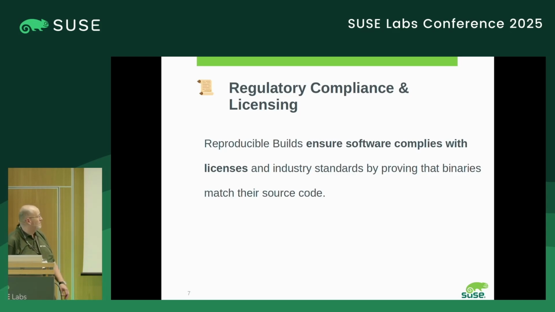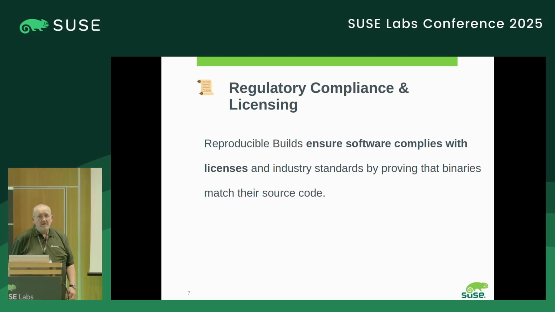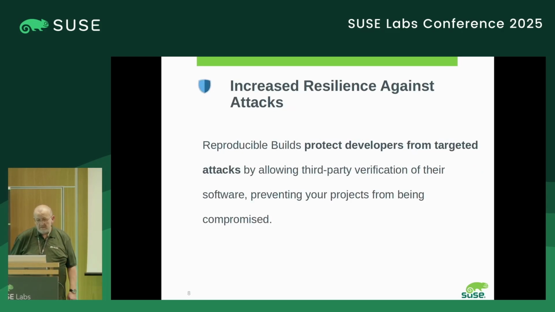Then another thing that is good for marketing people: regulatory compliance and licensing. We can be sure that the software we are distributing corresponds to what we have a license for, and that we distribute things that correspond to the source code. And also it can make us resilient against attacks, because third parties can actually check the software and get the same results, like the problem we had with XZ last year.